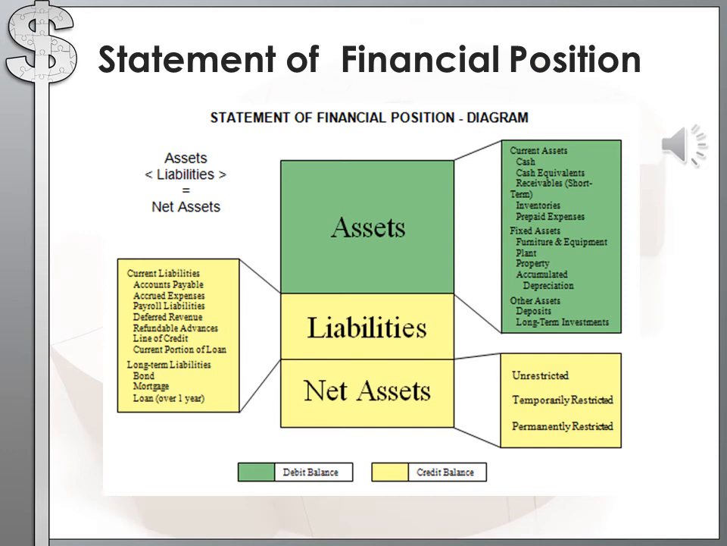In the last category are net assets. The net assets of a nonprofit organization are equivalent to the net worth of the organization. Net assets can be liquid or fixed or long-term. Generally accepted accounting principles call for an organization's net assets to be classified as unrestricted, temporarily restricted, or permanently restricted.